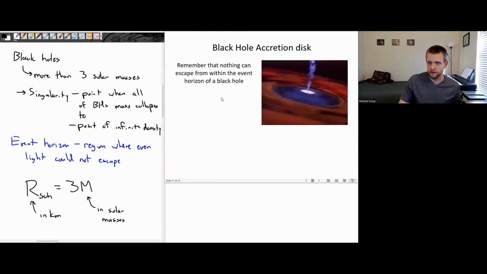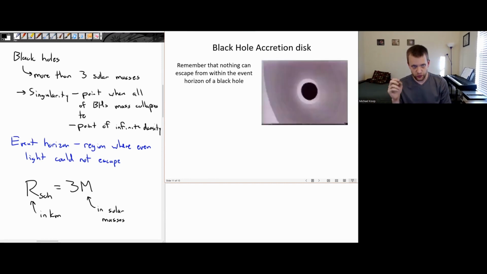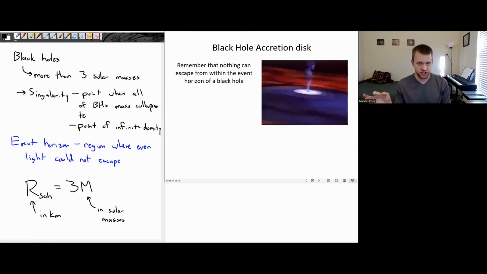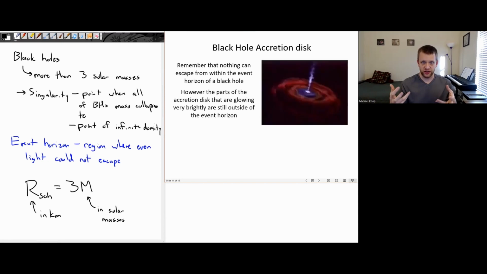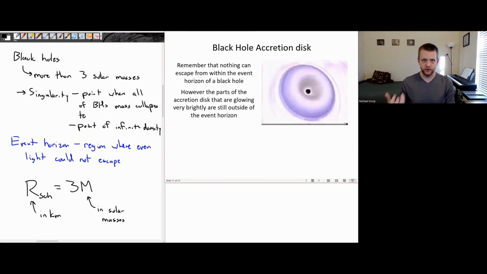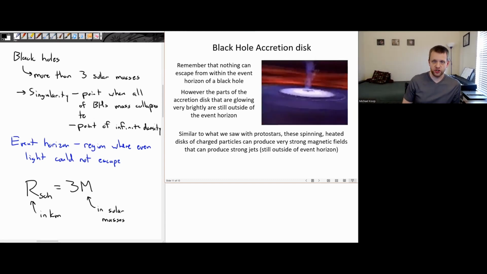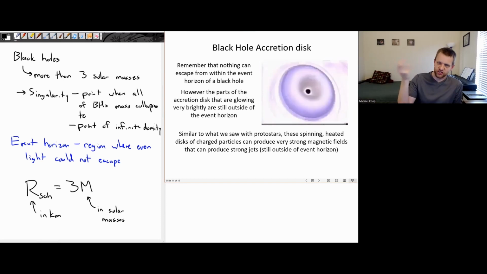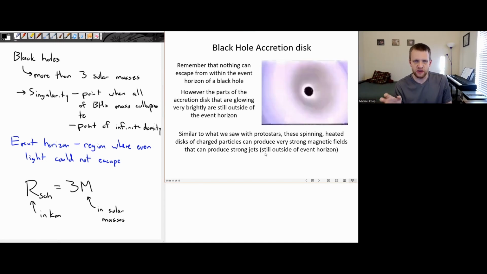So nothing can escape from within the event horizon of a black hole. If you cross that event horizon, nothing's coming out of there. But again, the parts of the accretion disk that are glowing that are still outside of the event horizon, we can still detect those parts. And like I said, similar to what we saw with protostars, these spinning heated disks of charged particles produce strong magnetic fields and can produce these jets of material. This is still outside of the event horizon.